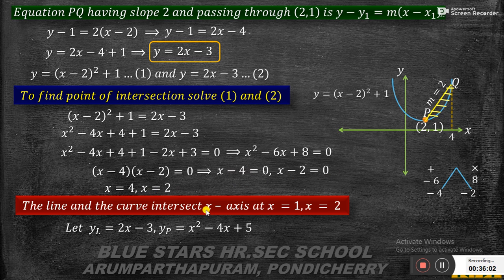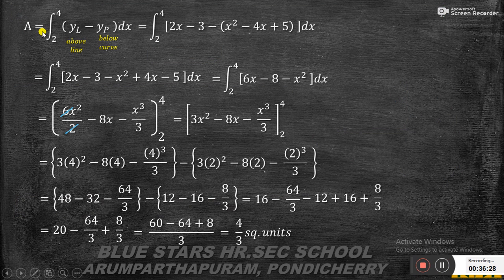Therefore the line and the curve intersect at x equal to 2 and x equal to 4. Now you see that the line is above the curve: y of the line is 2x minus 3, and y of the parabola is x squared minus 4x plus 5. So the area A equals the integral from 2 to 4 of (y line minus y parabola) dx, the line being above and the curve below.